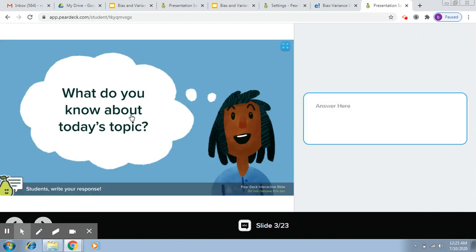Now here we are going to talk about what do you know about today's topic. So here the student can write what he feels about the topic. So let's say I have no knowledge on bias and fairness. So this is like your background knowledge probe that you take before we enter the classroom. Moving to the next slide.